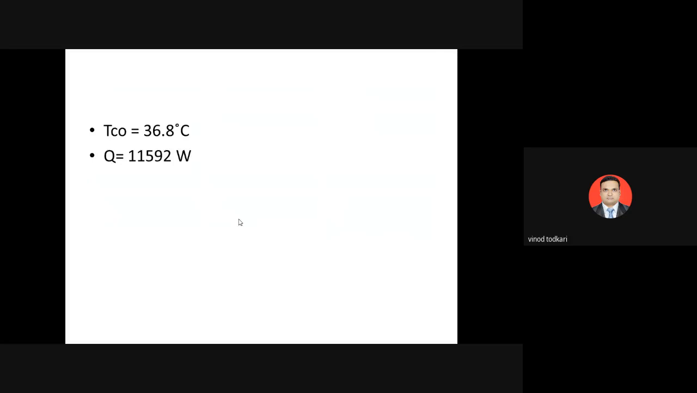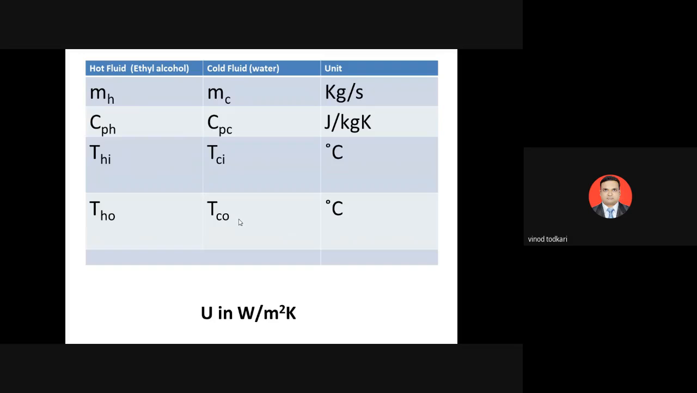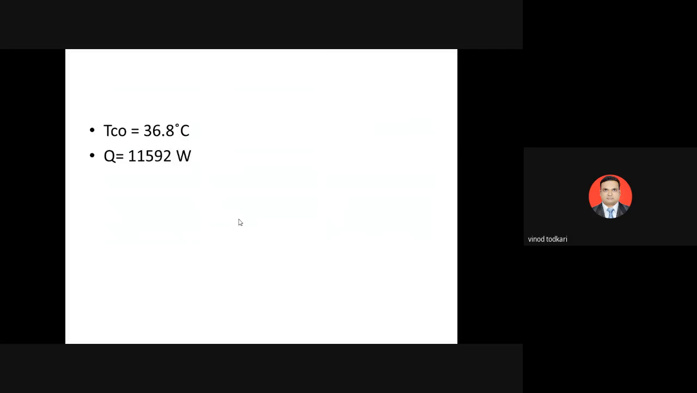Simply you can find QH or QC. What is the equation to find QH? mh cph (thi minus tho). Just calculate that value. That value is nothing but Q. You can cross check your answer. Just apply the equation QC is equal to mc cpc (tco minus tci). You must get the same answer.